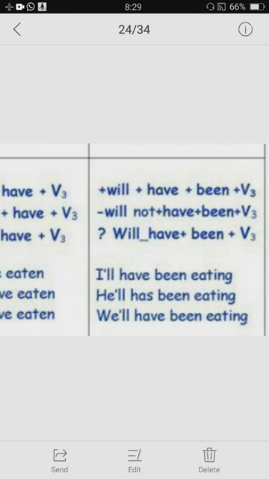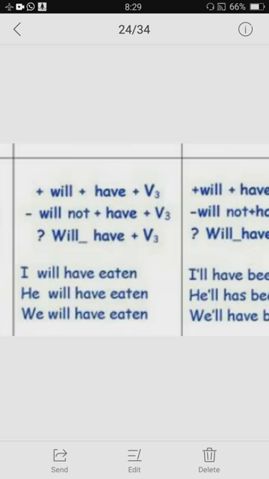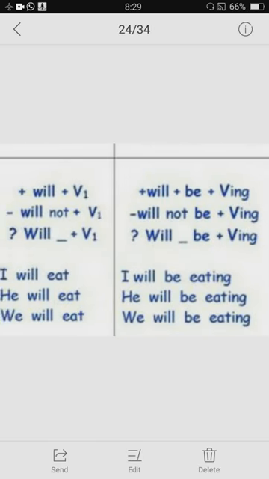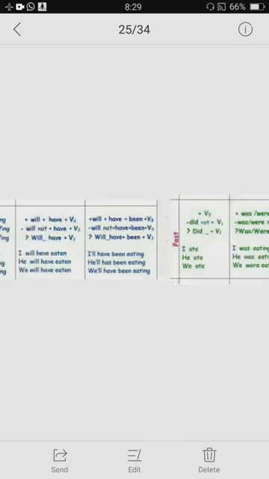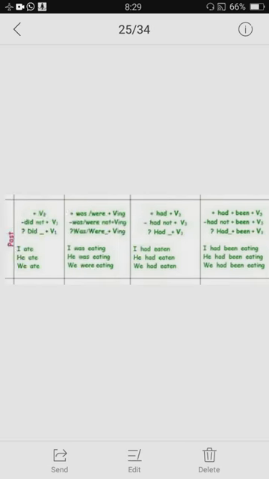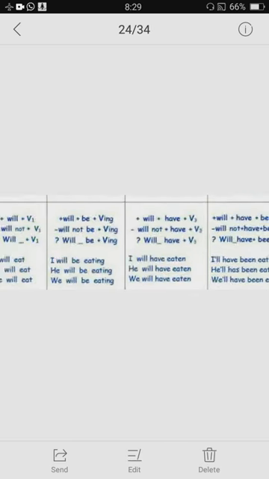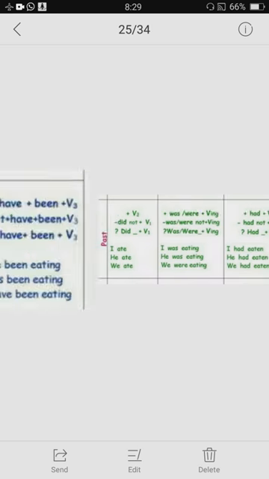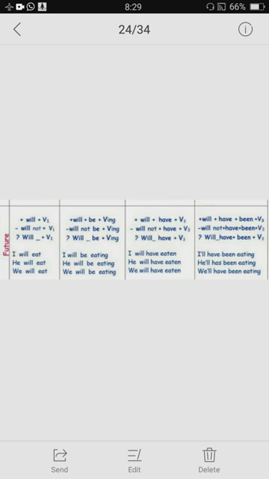This way we will make the sentences of future tense. Okay, I think this is clear now. I'll again be sending a few questions, some exercises, and I hope you are doing those exercises which I am continuously sending you.